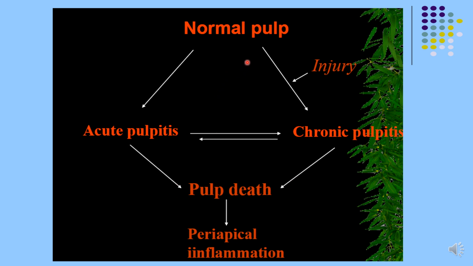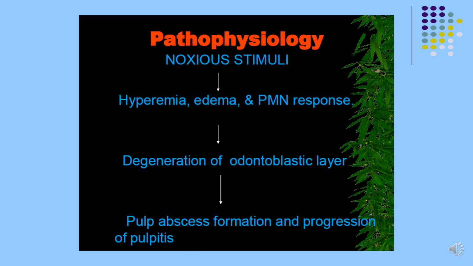As we go forward, I will explain to you why the arrows that you see in this flow chart are all unidirectional. That means if an injury occurs to the pulp, it leads to inflammation, and once it leads to acute inflammation or chronic inflammation, which is bidirectional, it eventually could lead to the death of the pulp, or necrosis.